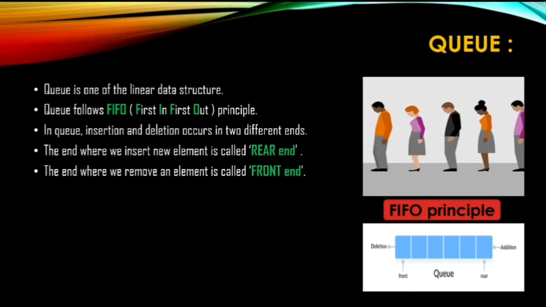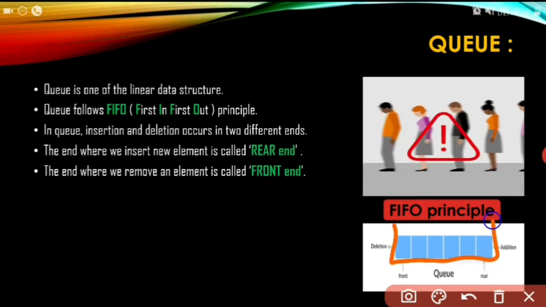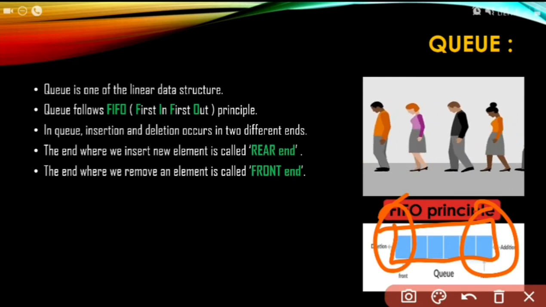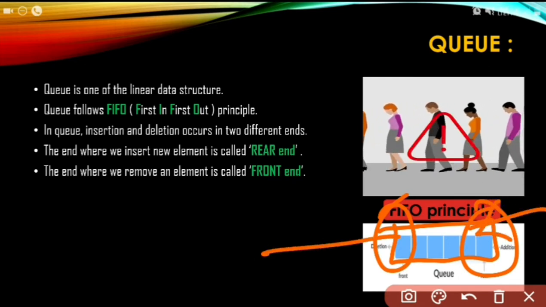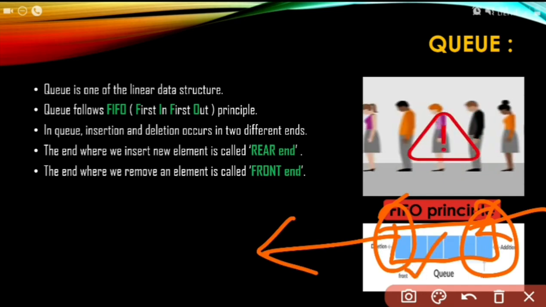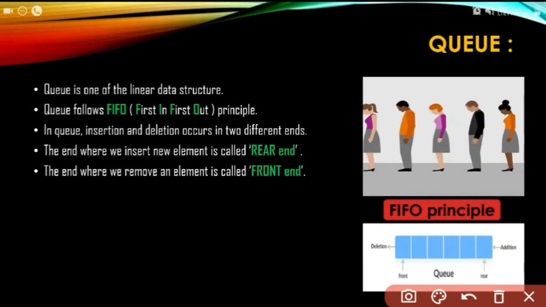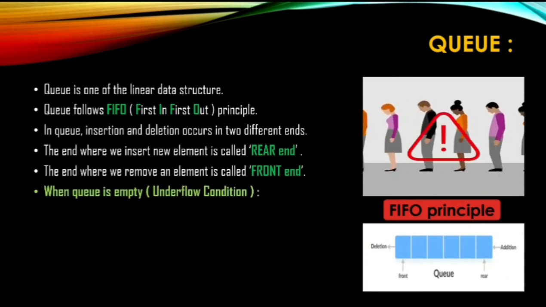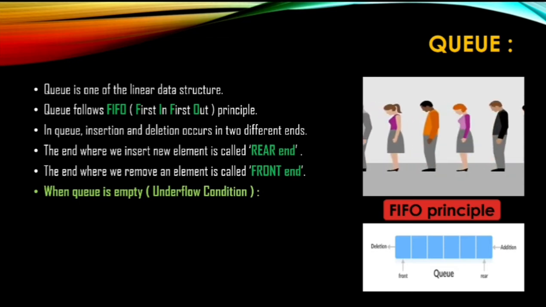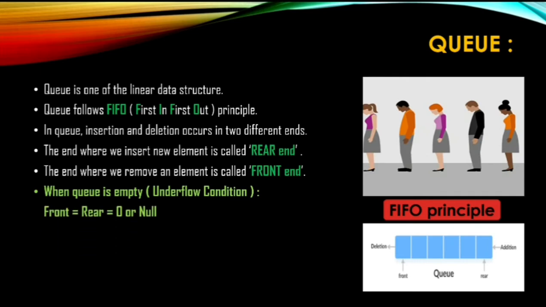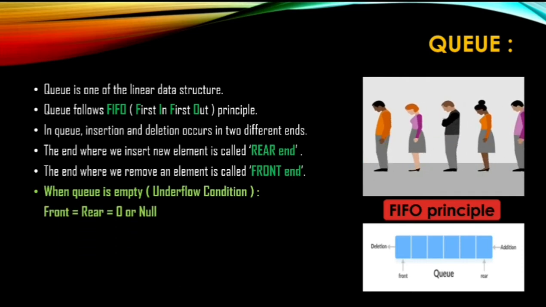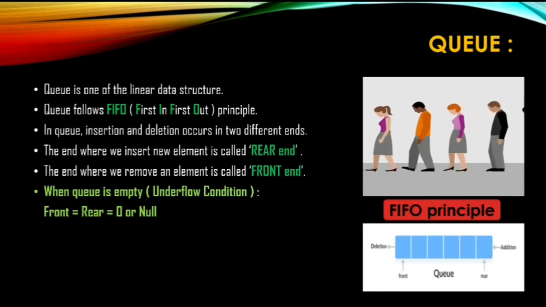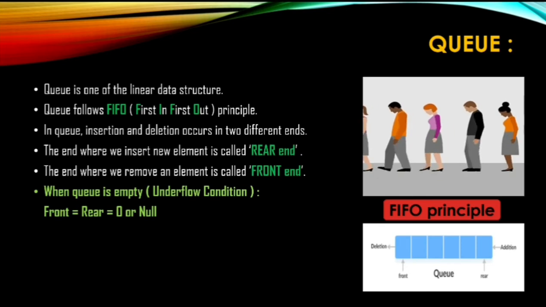See, both the ends are open. Here we have two ends, this one and this one. You can insert an element from here and delete an element from here. For deletion, the front end is used, and for insertion, the rear end is used. You have to keep a few things in mind. One more thing: when the queue is empty, it is an underflow condition, which means front end and rear end are both 0. Why both 0? Because counting has not started till now. That's why both the ends are 0.